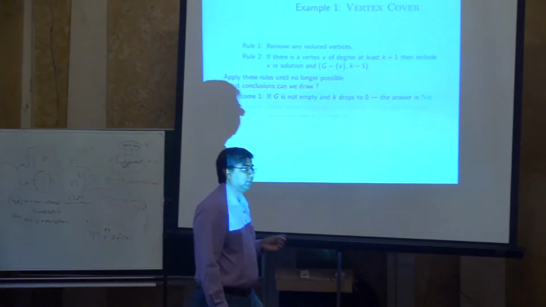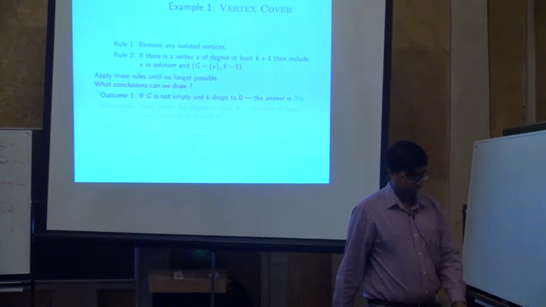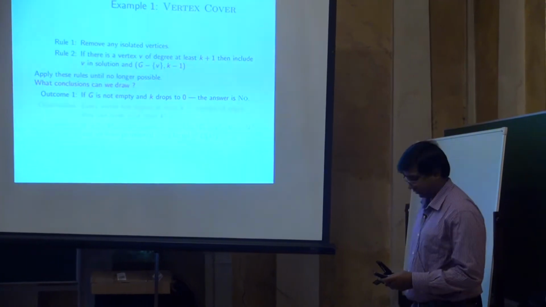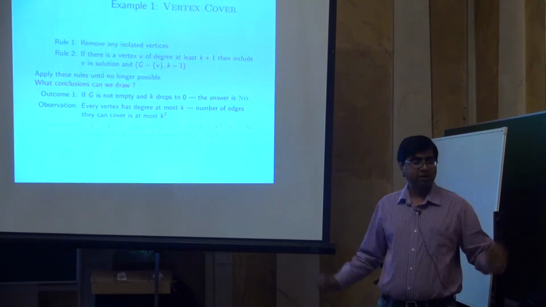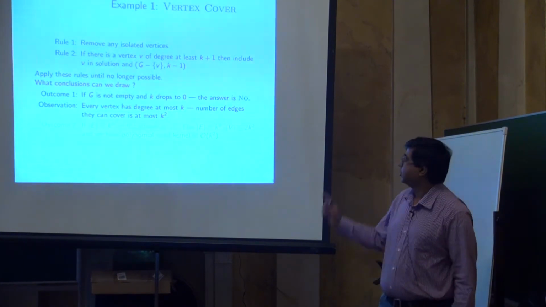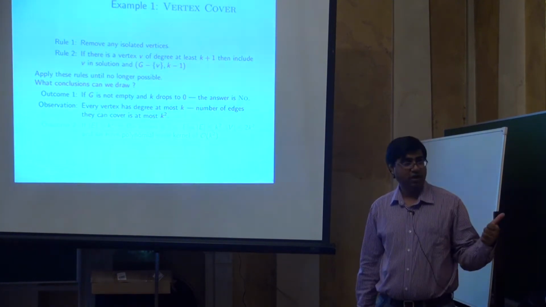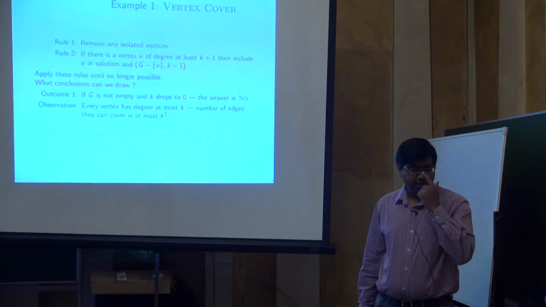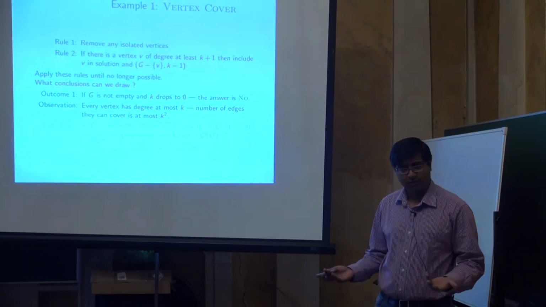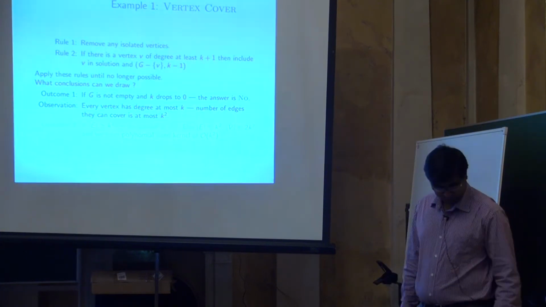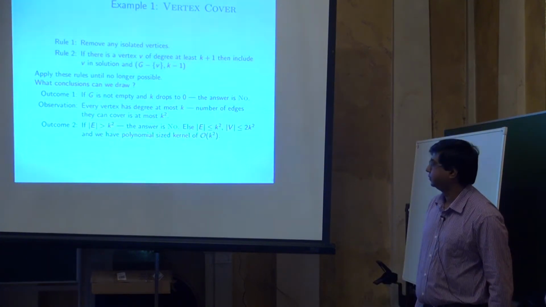Now, what is an observation? Do you agree? We stopped in the middle. Why are we not able to apply these rules? There are no isolated vertices, and every vertex has degree at most k. Agreed? So what can we say at this point of time?